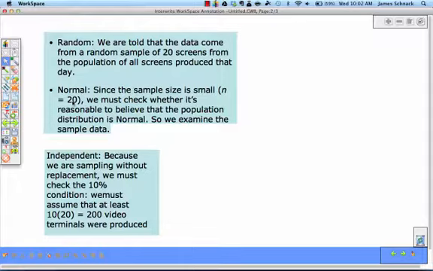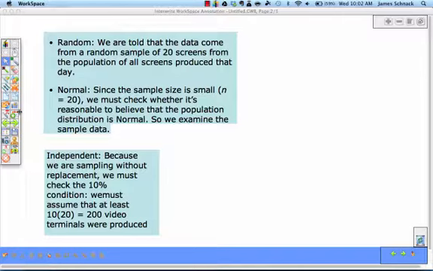So we're going to look at the sample data in just a second. Our last condition is independence. Because we're sampling without replacement, we must check the 10% condition, and it's reasonable to assume that at least 200 video terminals were produced that day. 10 times 20, 10 times our sample size, is 200. So we can confidently say that these samples are independent of each other.